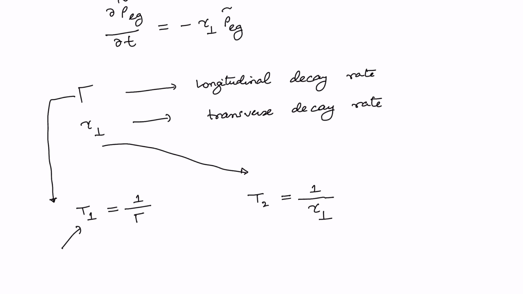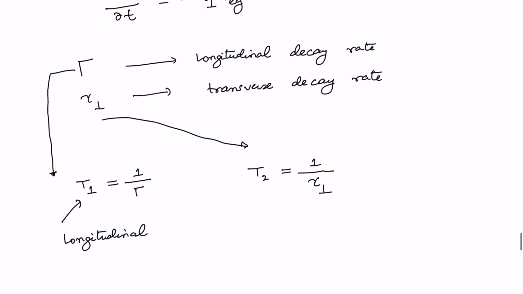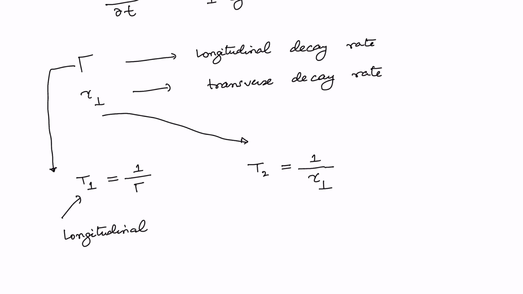T1 is called the longitudinal relaxation time, and T2 is called the transverse relaxation time. These are mostly used terminology.